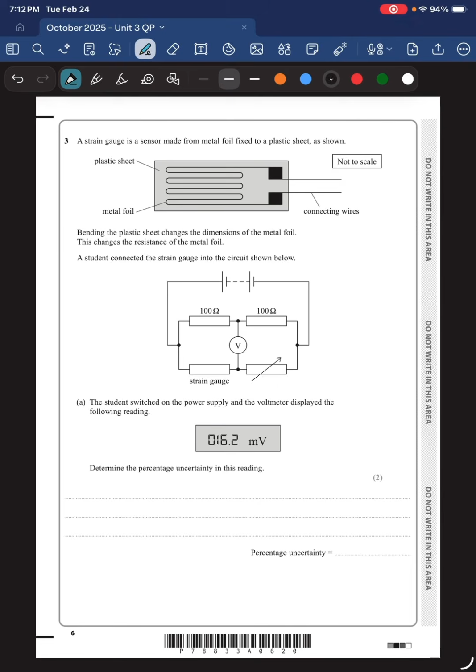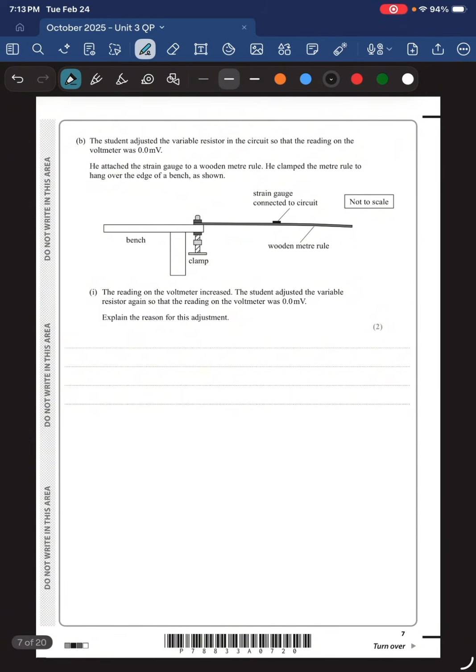Again, we just talked about the absolute uncertainty. So the smallest deviation of this instrument is 0.1 millivolts, right? So the percentage uncertainty is equal to the absolute uncertainty over the voltage times 100%. So the absolute uncertainty here is 0.05, right? Over the actual value, which is 16.2, times 100%. And this gives you 2 marks. So 0.31% is the answer. Small. Now, let's go to part B.